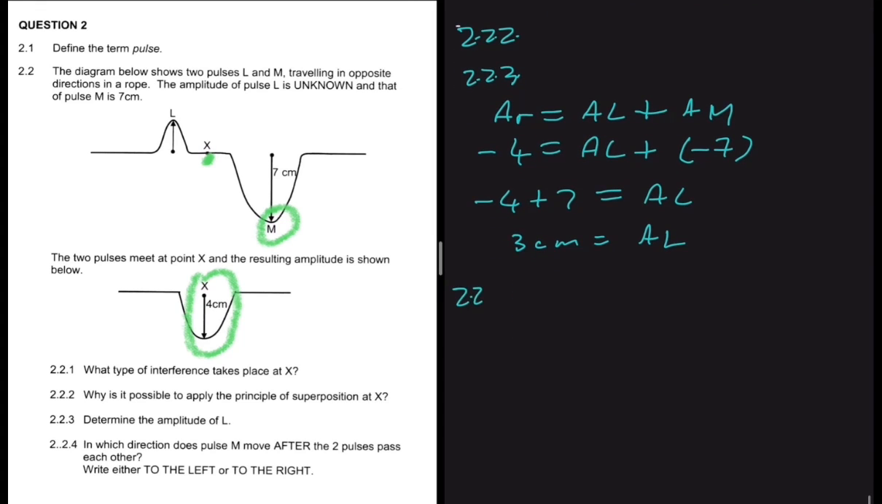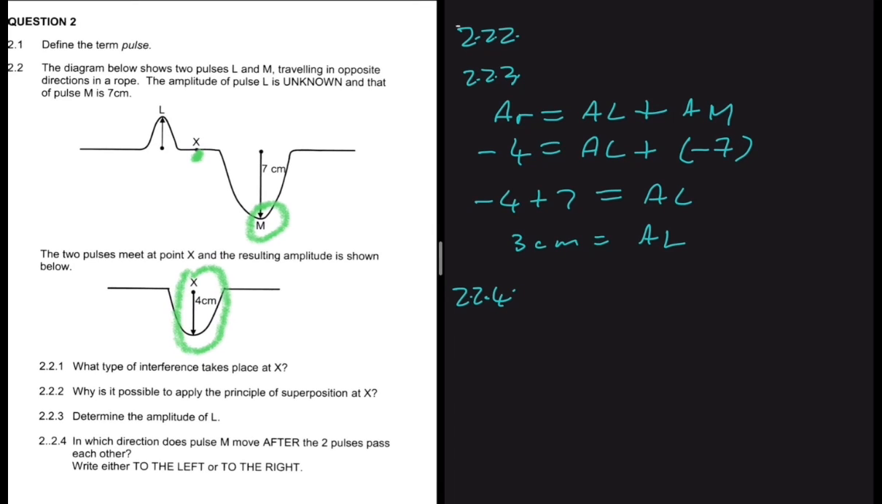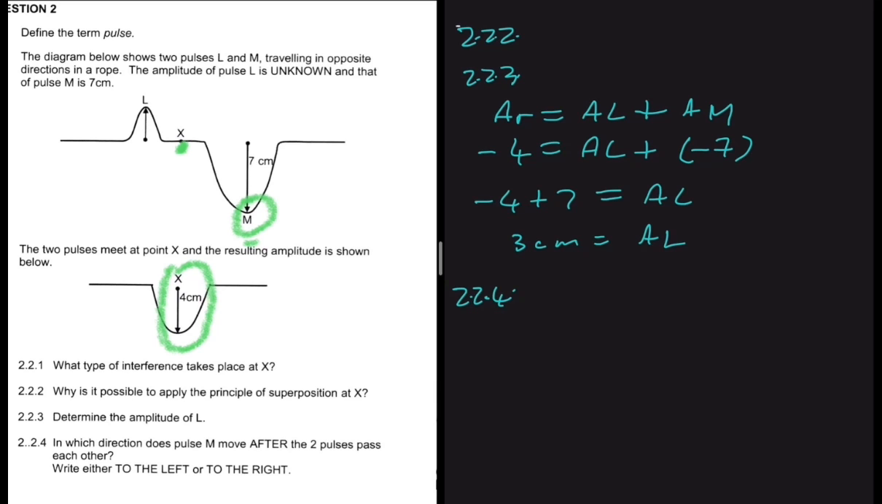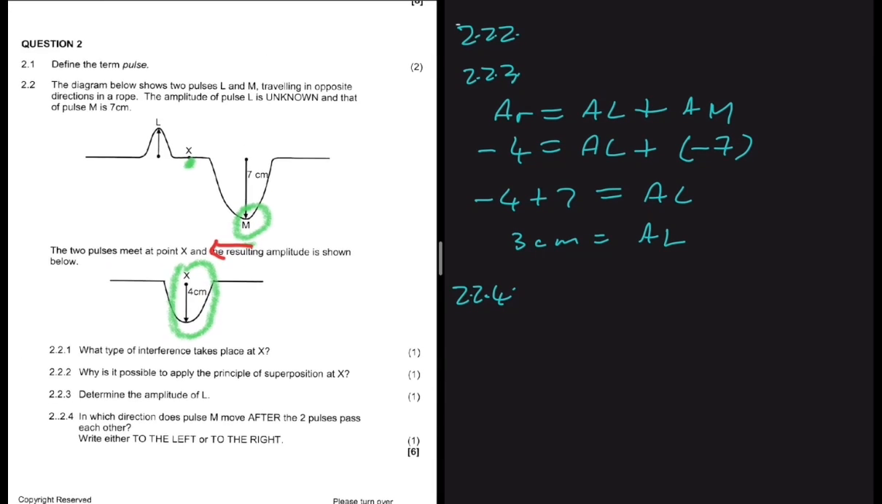And now 2.2.4. It is asking in which direction pulse M moves after the two pulses pass each other, either to the left or to the right. If these two amplitudes meet at X, then that tells us that M is moving to the left. So the answer to 2.2.4 will be to the left. Pulse M will continue moving to the left while pulse L continues moving to the right.